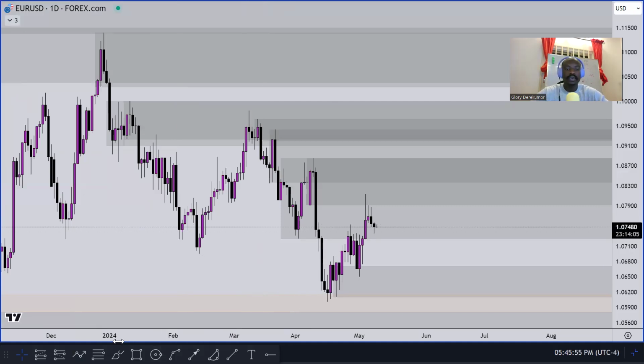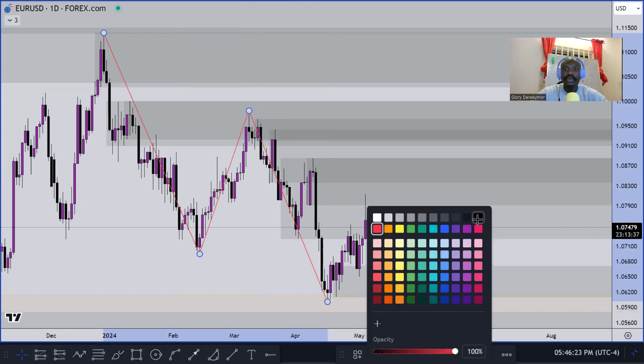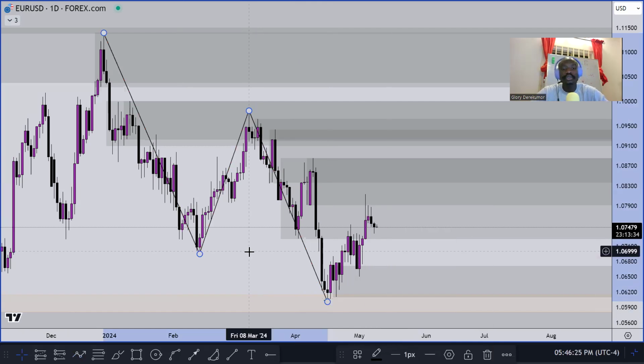Now, I'm going to mark, first of all, the external structure based on what I can see on the daily time frame, okay? So on the daily time frame, external structure, what I'm going to do here is from this high here to this low here, from this low to this high, from this high, not to this low, but to this low here, okay? To that low there. Now, I'm going to change the color of this to black. And this is going to be my external structure on the daily time frame, okay?